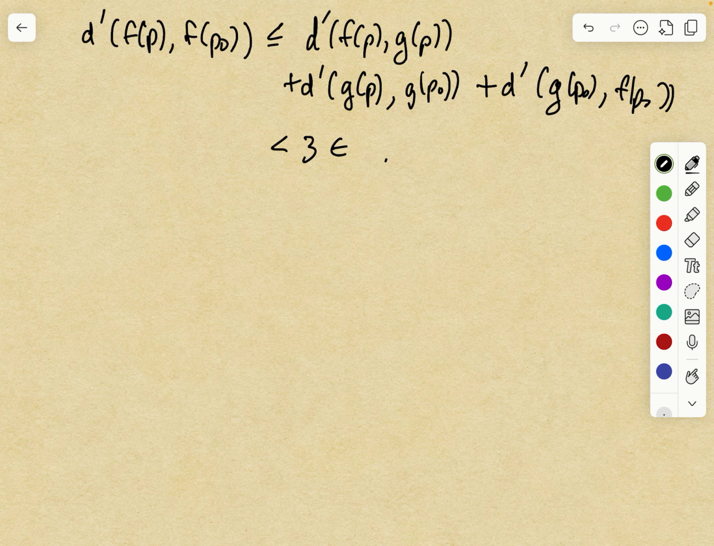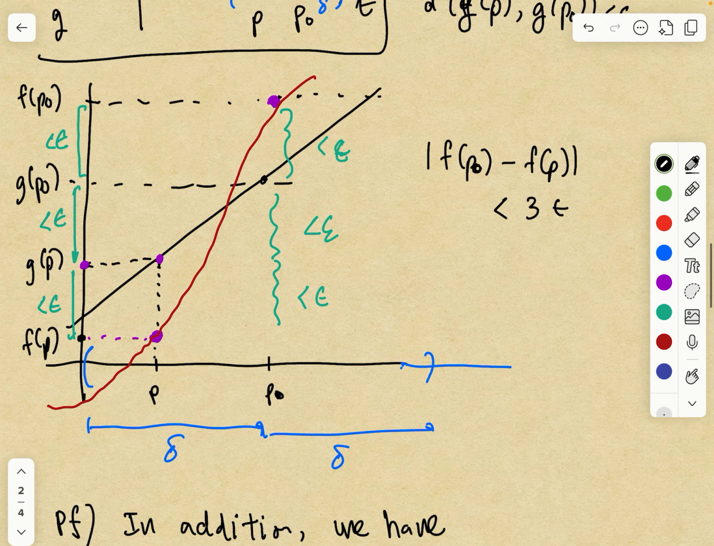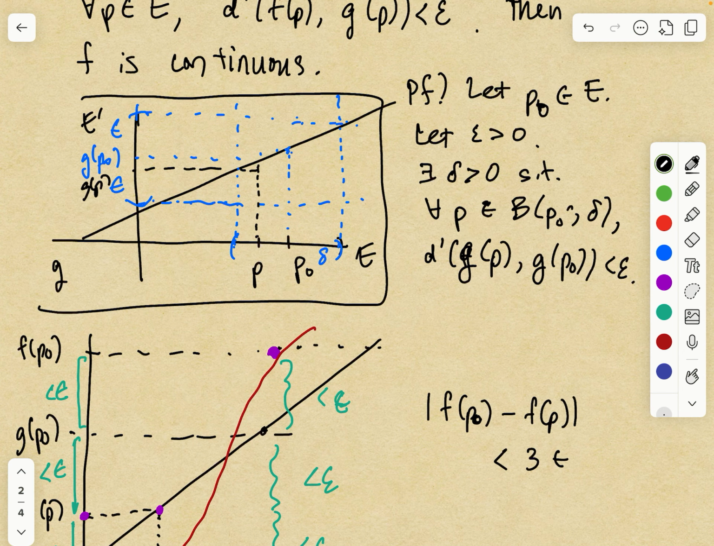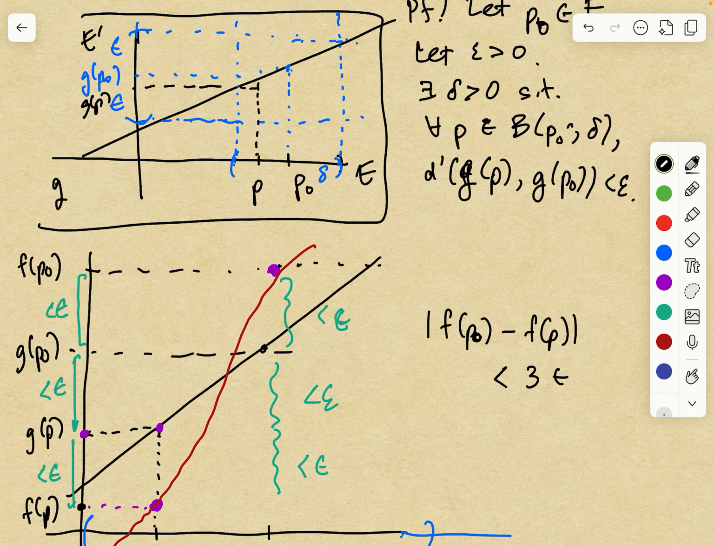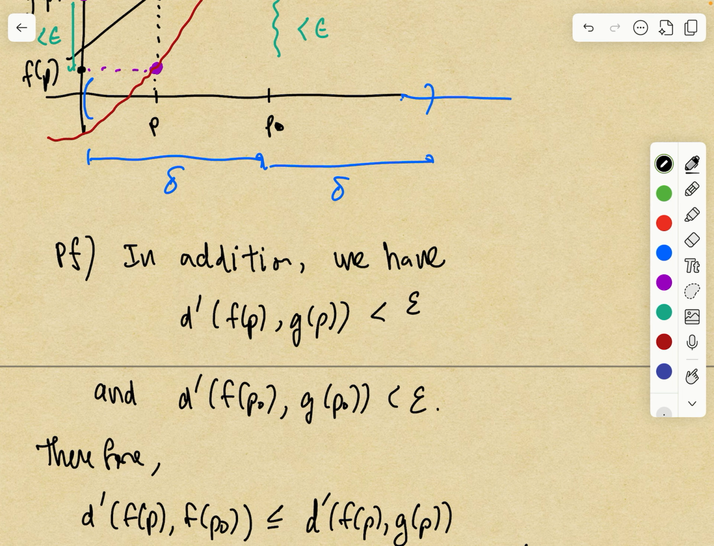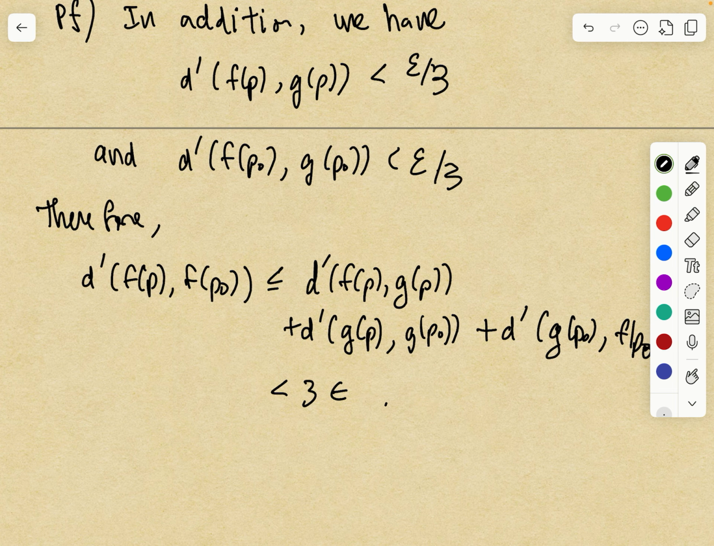And now we can use this general principle that we found, that the distance is less than 3 epsilon, but we can modify the proof. Everywhere we saw an epsilon in the proof, we replace it by epsilon over 3. So what do we need to do to modify this? There exists delta such that for all p in the delta neighborhood, the distance between g of P and g of P naught is less than epsilon over 3. In addition, the other two distances are less than epsilon over 3, and now you just get less than epsilon. And that completes the proof that f is continuous.